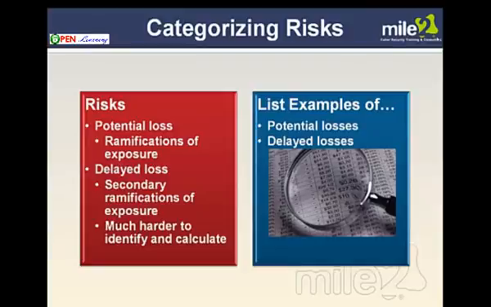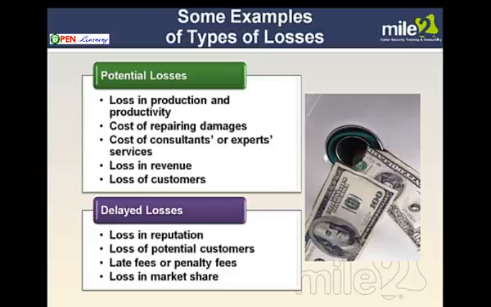Categorizing risk. With this, we have risk, potential losses, delayed loss. Sometimes you might experience a loss and you think you got through it, but then later on, because of that initial loss, there are more losses that follow. And sometimes that's hard to predict. Examples and types of losses. Okay. Potential losses: loss in production and productivity, maybe because the system wasn't working, and cost of repairing damages.